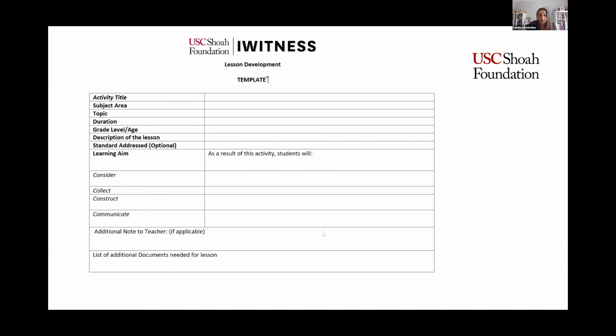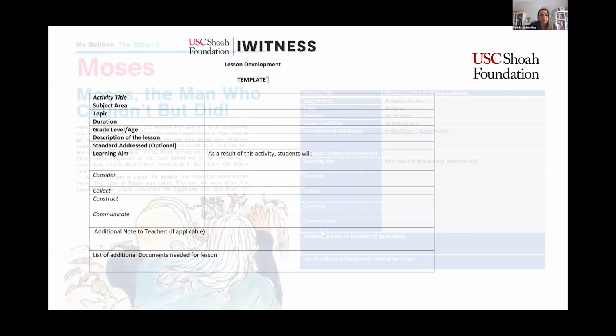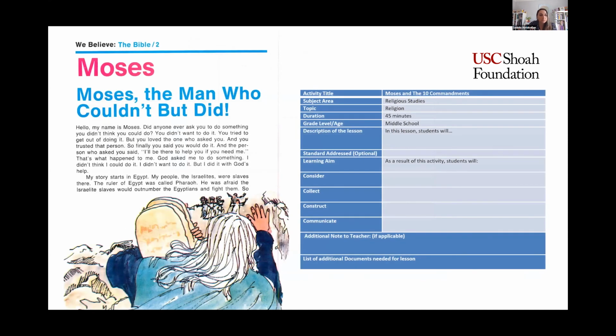So I'm going to go ahead and, if you're all familiar with this lesson on Moses and the 10 Commandments, think about how you can take the lessons that you have and merge them into this framework. What do you notice in the particular lesson that you have that connects to these different 4 C's?